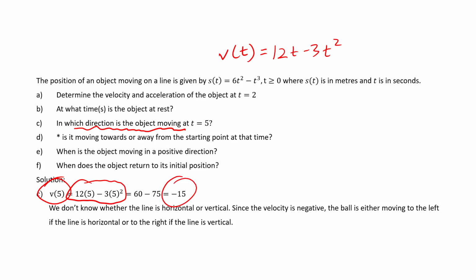That's meters per second. So, like it says, since the velocity is negative, the ball is either moving to the left if the line is horizontal, or, it says, to the right if the line is vertical. That should say or down if the line is vertical. A little typo there. So if we have a horizontal line, the ball's moving to the left. If we have a vertical line, the ball is moving down, because both of those are indicators of negative velocity.